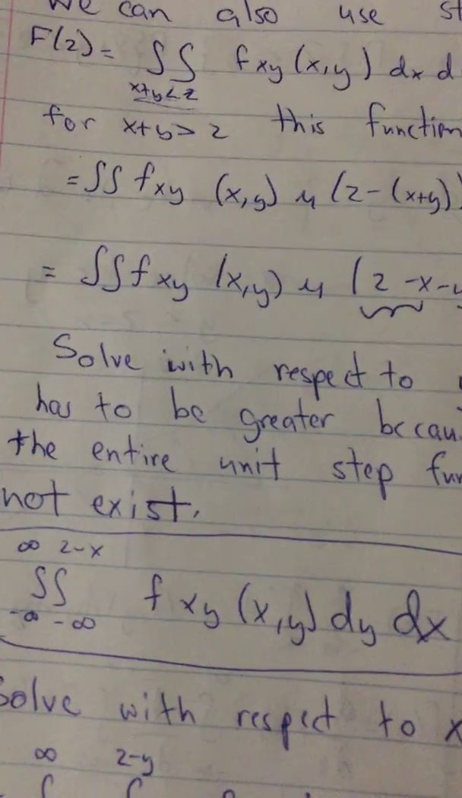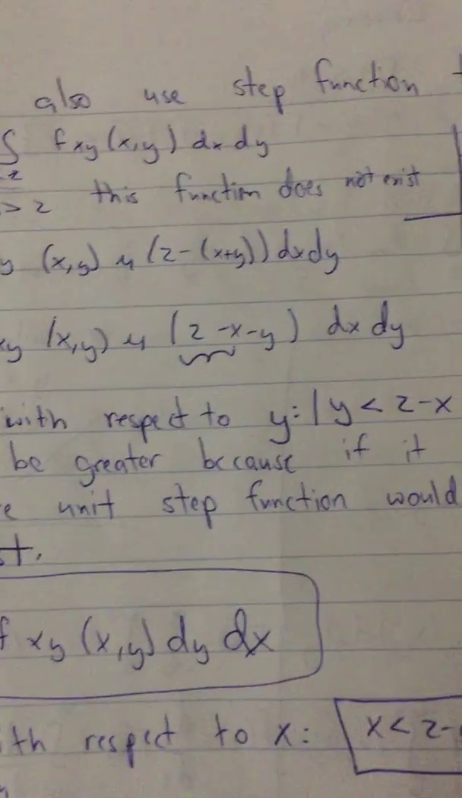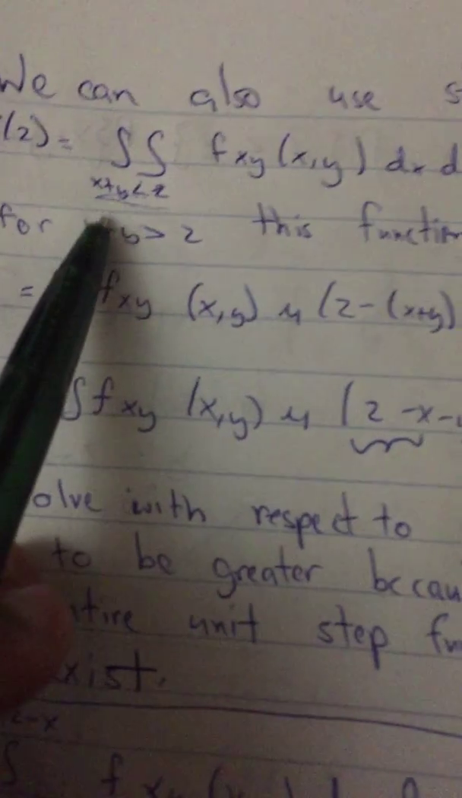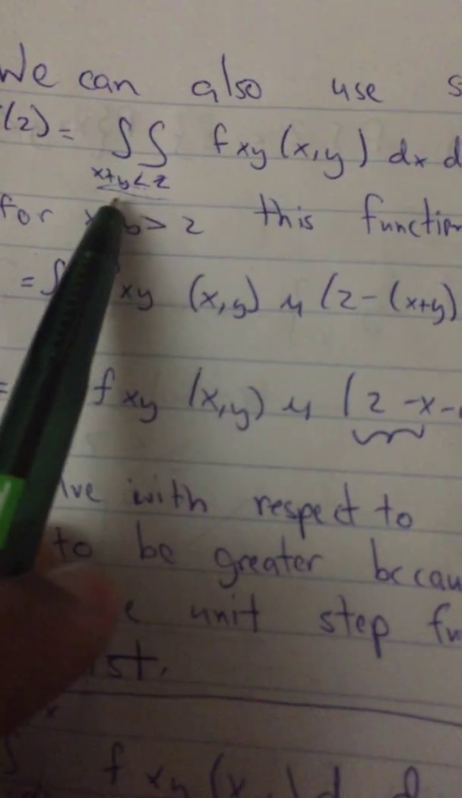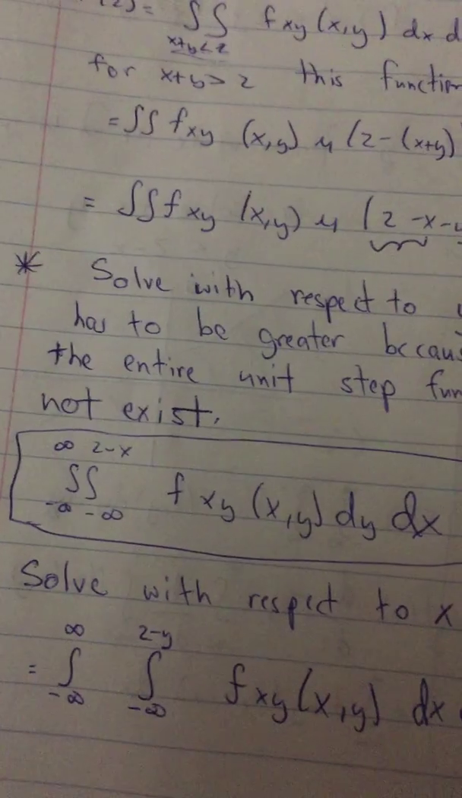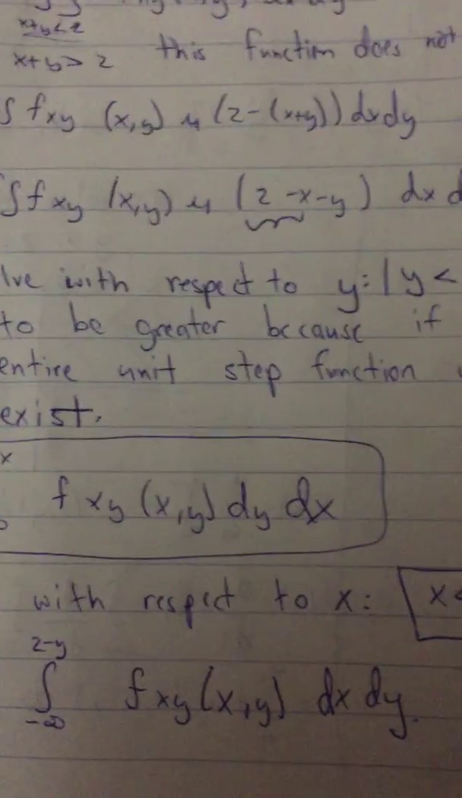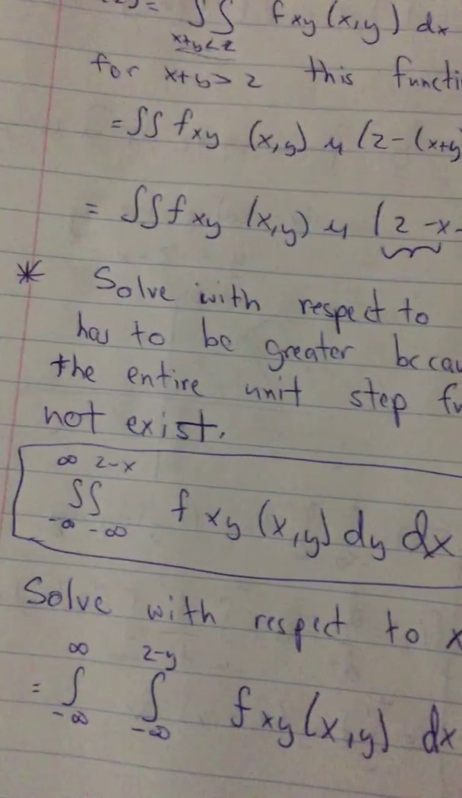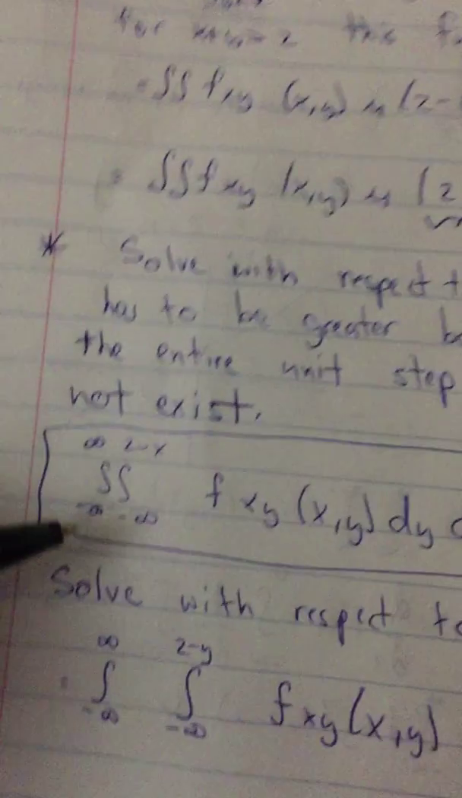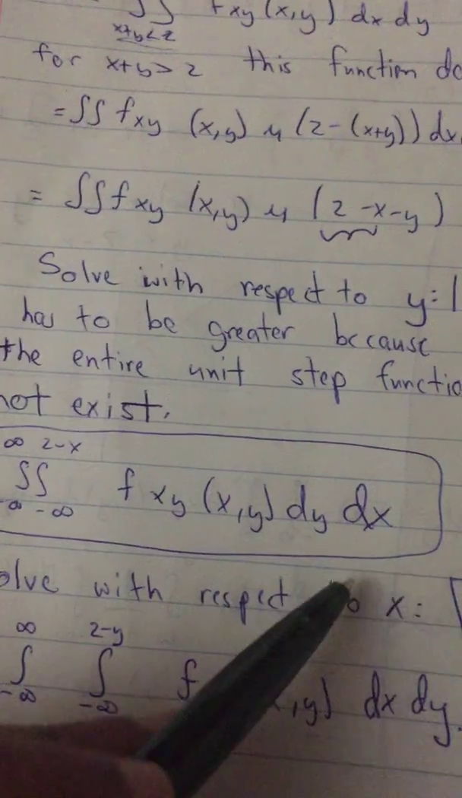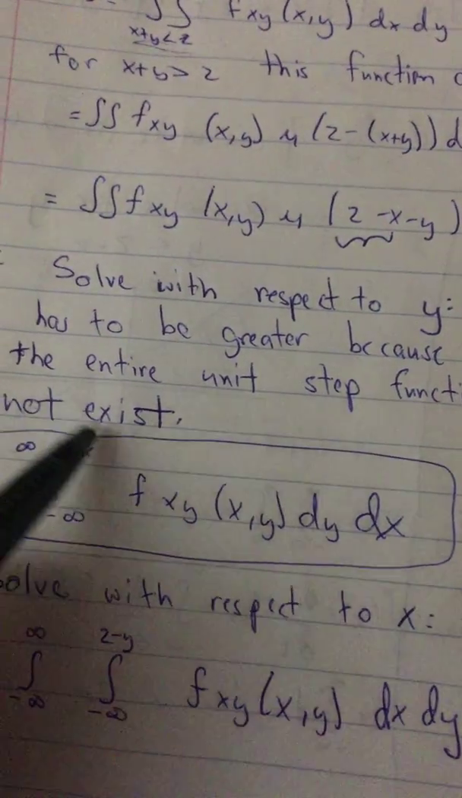So we can solve this with respect to y, which equals y is less than z minus x. Over here we have x plus y less than z, and we can just subtract x from both sides, and so z minus x has to be greater than y, because otherwise the entire unit step function would be negative and will not exist. So similarly, we get the integrals here. We have the limit as z minus x, f of xy (x, y) dy dx. This is similar to the method that we used first. We'll get a similar outcome.